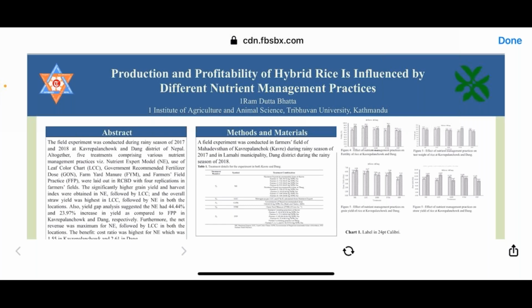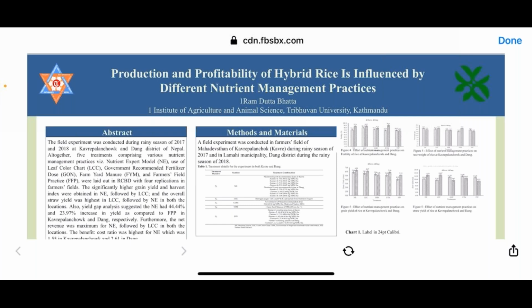First of all, you can see the abstract. The government of Nepal has recommended blanket fertilizer application for rice cultivation, which results in lower nutrient use efficiency, particularly under rainfed conditions. With the aim of finding appropriate nutrient management practices concerning rice production and profitability, a field experiment was conducted during the rainy seasons of 2017 AD and 2018 AD at Kapilvastu and Dang districts of Nepal.